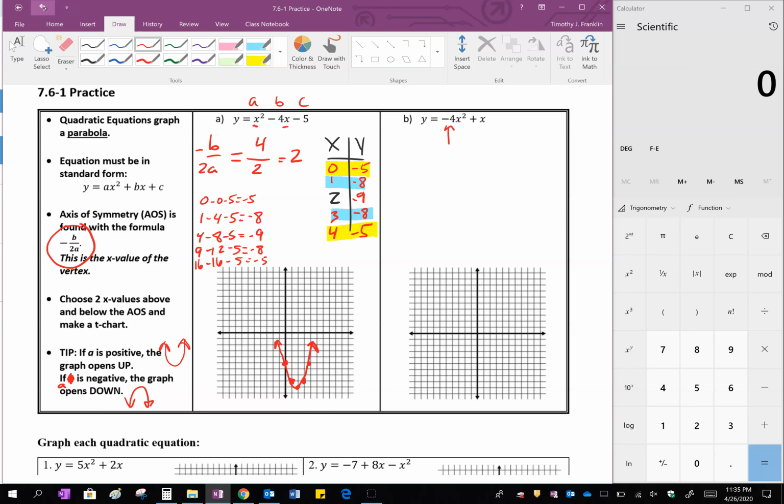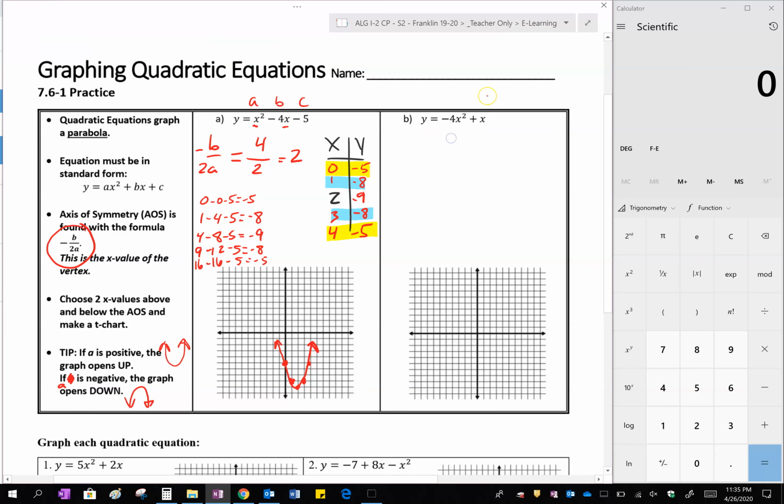First, check and make sure that it's in standard form. It is. Our c value is 0, but that's fine. We don't really need it for this. We need to find negative b over 2a. Well, negative b is negative 1. B is 1 here. So we got negative 1 over 2a. A is negative 4. That'd be negative 8. So we get 1/8 for our AOS.